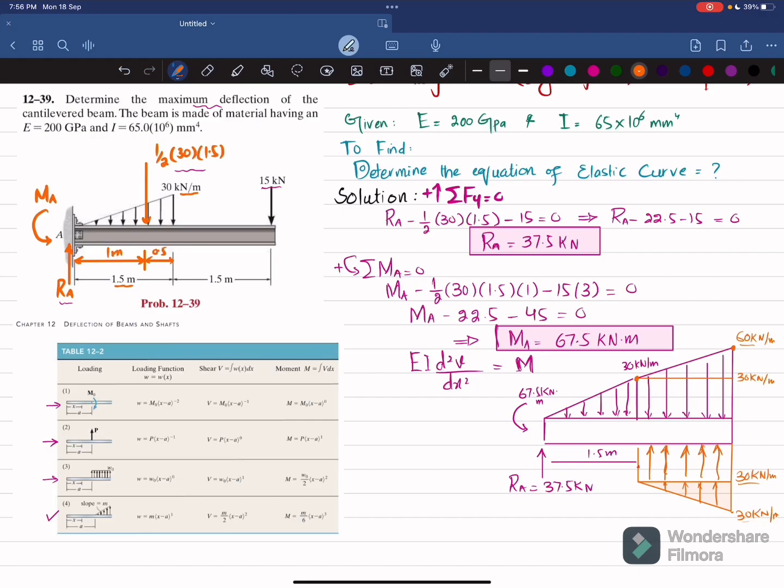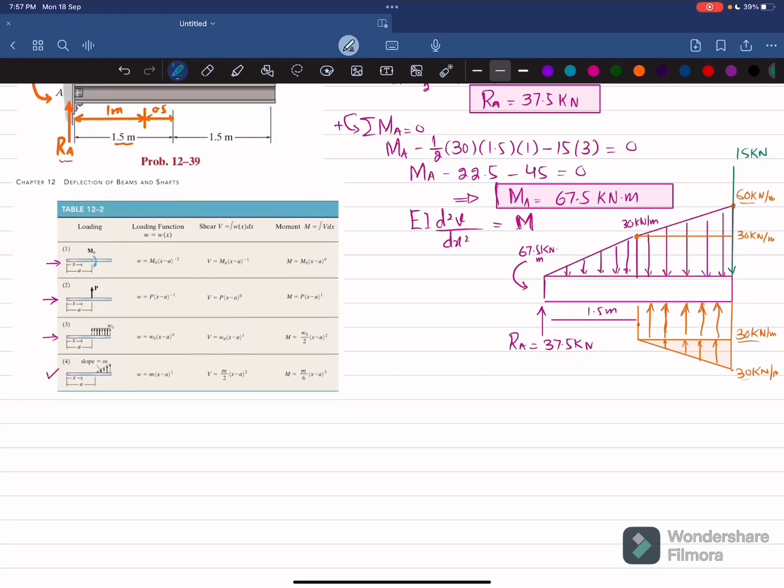Now at this end we also have a point load of 15 kilonewton. So I will choose another color. At this end we have 15 kilonewton. Now we will use this table in order to find the equation of moment. So I will write it.